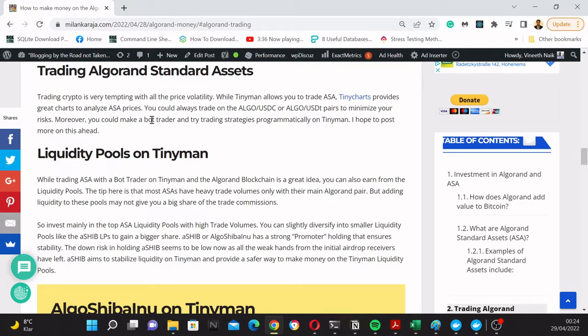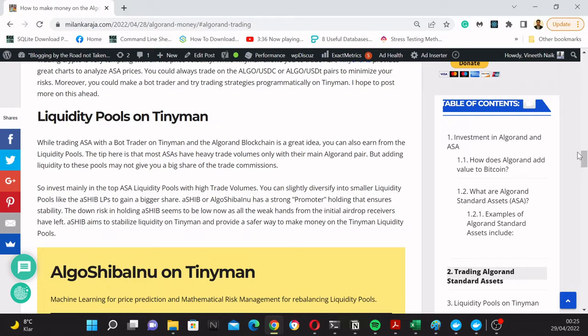So, if you're trading the Algorand standard assets, you would have to research very well on all the various options available, and I would advise you to stick to the Algorand USDC pairs, or the Algorand USDT pairs, or Algorand and some other top ASA pairs, because this way you focus on the best top assets or tokens built on the Algorand blockchain, which are more stable, and you are less prone to risk. So that's one thing you could do. You could figure out how to build a trading bot, and the whole Algorand ecosystem is so decentralized, and there's a lot of things coming up.